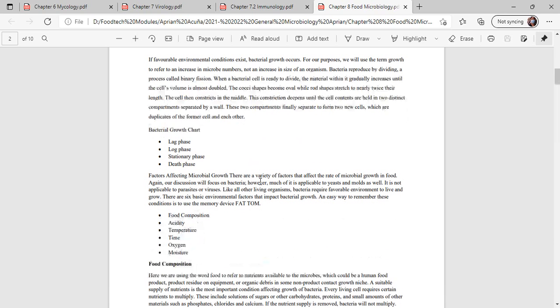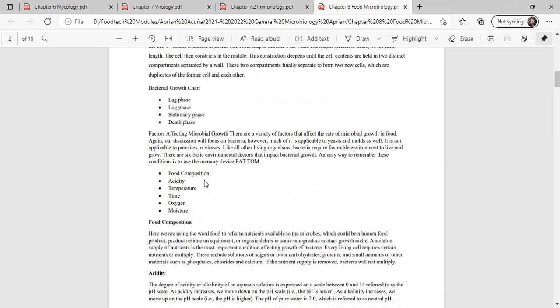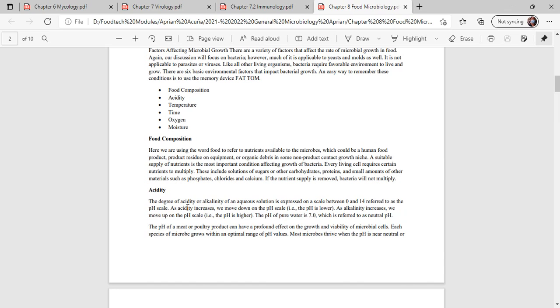Then you have your death phase, wherein the multiplication of bacteria is less due to the lack of nutrients. You have your factors affecting your microbial growth. Let me summarize. You have your food composition, okay, acidity, which refers to the pH, you have your temperature, time, you have your oxygen level or carbon dioxide level, and your moisture or water content in the environment.